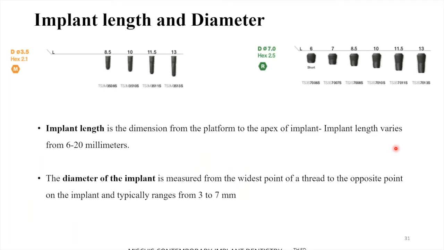Coming to implant length and diameter, implant length is the dimension from the platform to the apex of the implant. Implant length varies from 6 to 20 millimeters. Implant width, or the diameter of the implant, is measured from the widest point of a thread to the opposite point on the implant and typically ranges from 3 to 7 mm. An increase in the implant diameter increases the functional surface area of the implant. An increase in 1 mm diameter of the implant increases the functional surface area by about 33%.